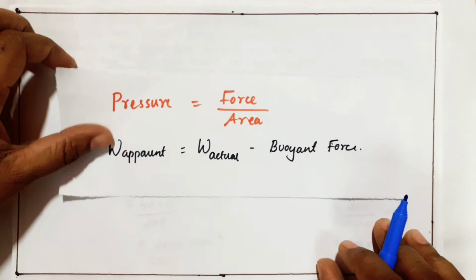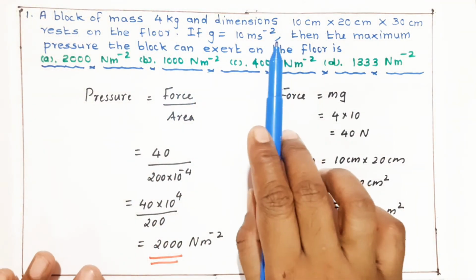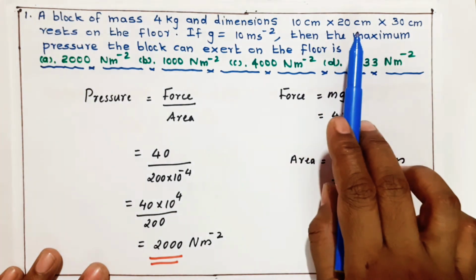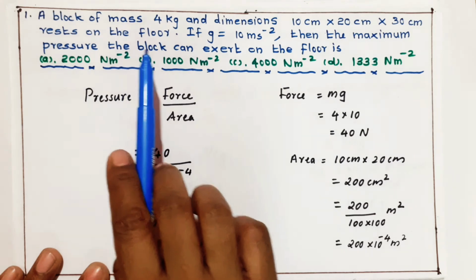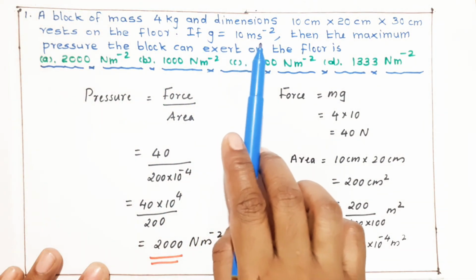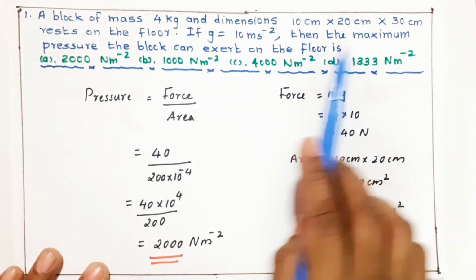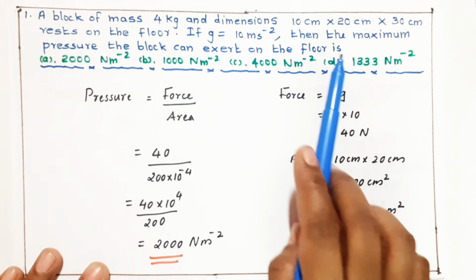Now I'll discuss the first question. The first question is: a block of mass 4 kg and dimension 10 cm, 20 cm, 30 cm rests on the floor. If g equals 10 meter per second square, then the maximum pressure the block can exert on the floor.